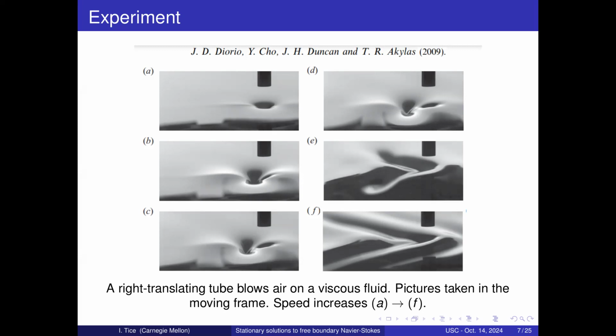And you can see that the shape of these things changes dramatically as they increase the speed. Initially, it's just a sort of lumpy thing, but eventually you get something that almost looks like a shock. There's a sort of V-shaped structure that forms. And these are taken, again, in the moving frame, and the speed is increasing as you go from A, B, C, D, E, and F. So these are moving much faster than these ones over here.